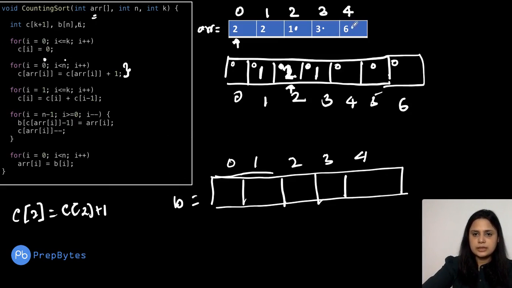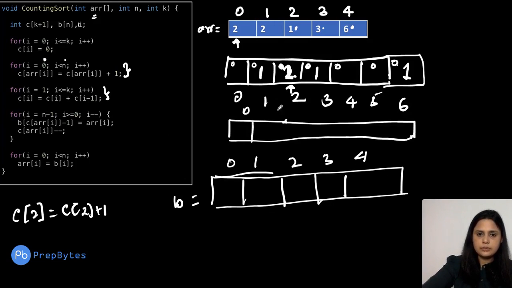So I go till 6. For 6, the value is 0. I increment it by 1, I get 1. So this is how this counting array looks like. Now, this particular part is to find the cumulative sum for each and every index. So it starts from 1. So we will do that.